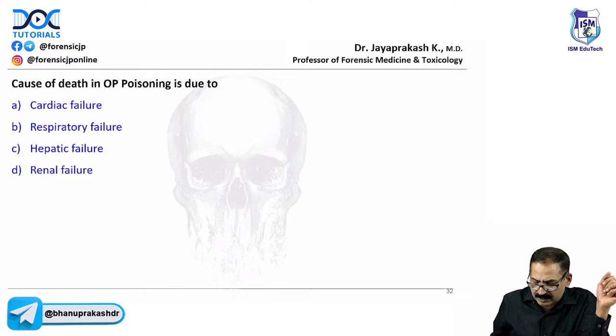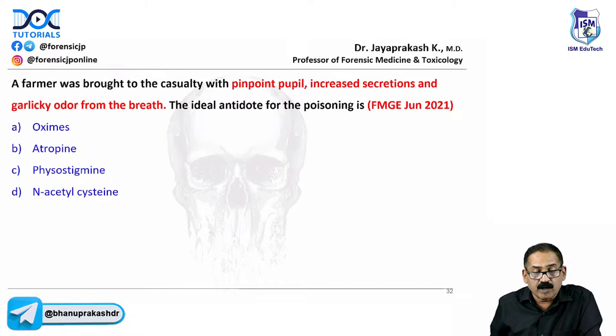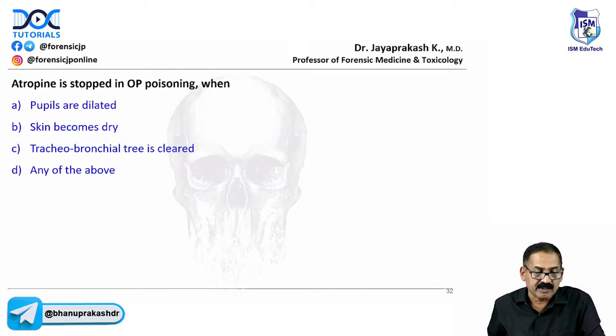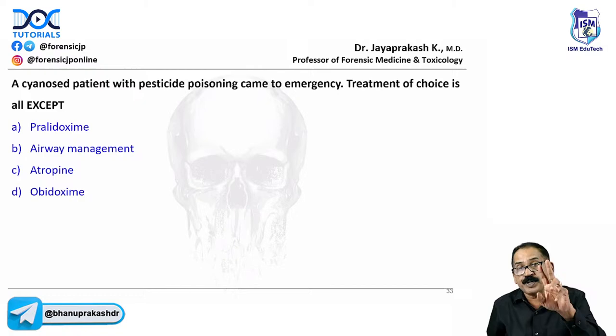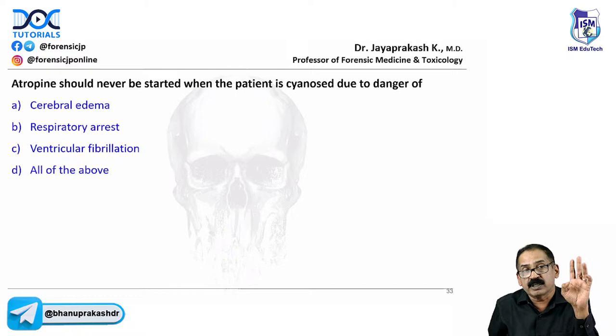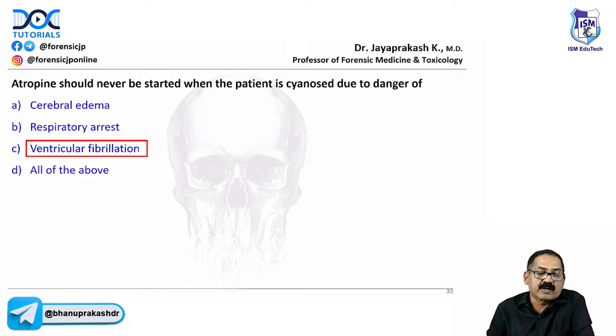Cause of death in OP poisoning is respiratory failure. Specific treatment is atropine. A farmer was brought with pinpoint pupil, increased secretions and garlic odor: atropine. Atropine is stopped in OP poisoning when tracheobronchial tree is cleared. In cyanosis, atropine should not be given, the reason being the danger of ventricular fibrillation.